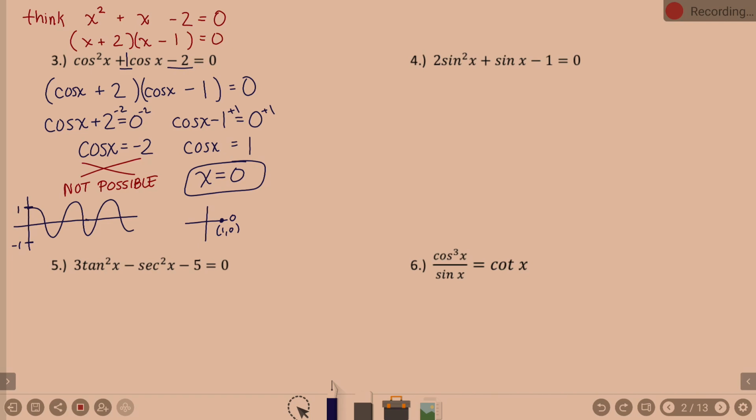Okay, you ready to try the next one? Number 4. 2 sine squared x plus sine x minus 1 equals 0.